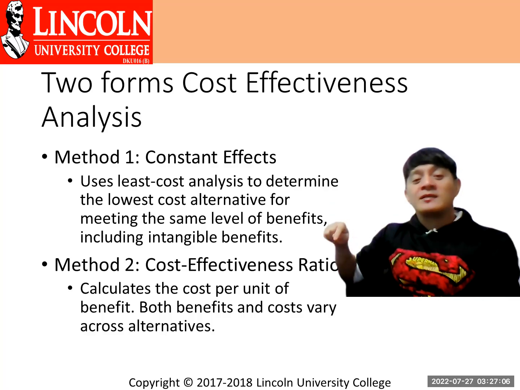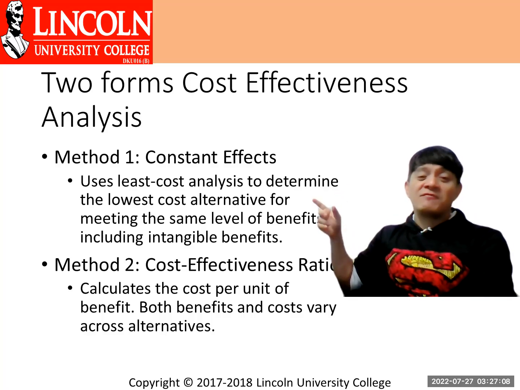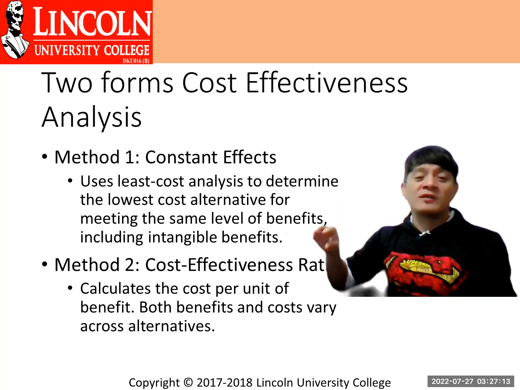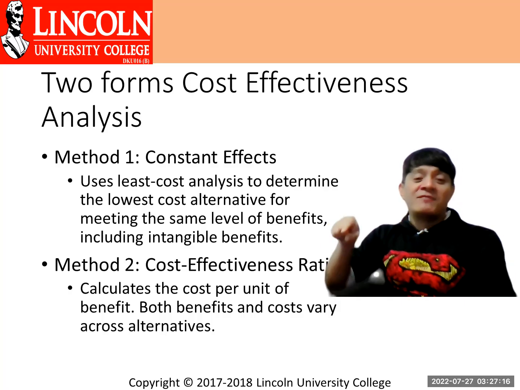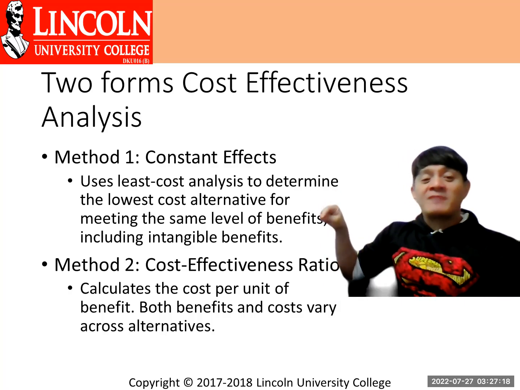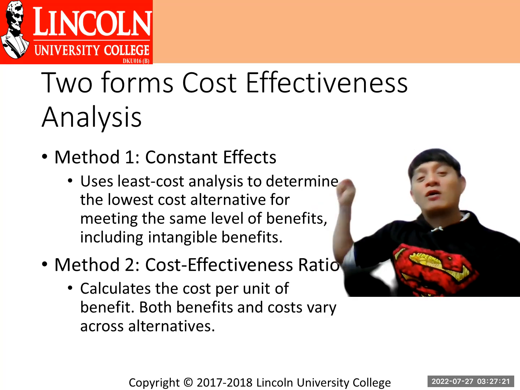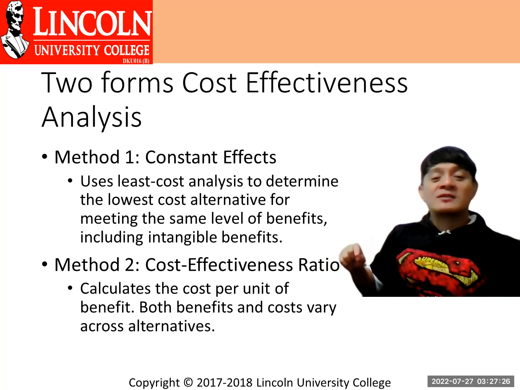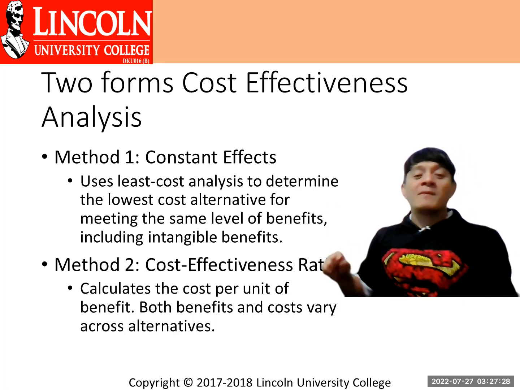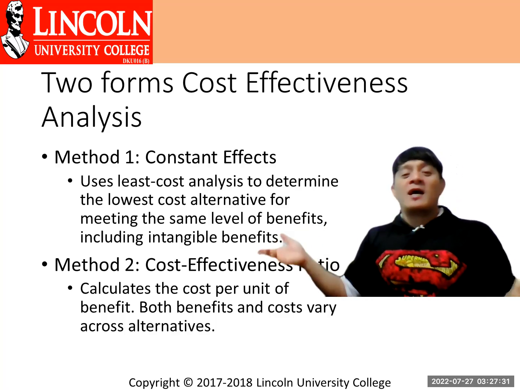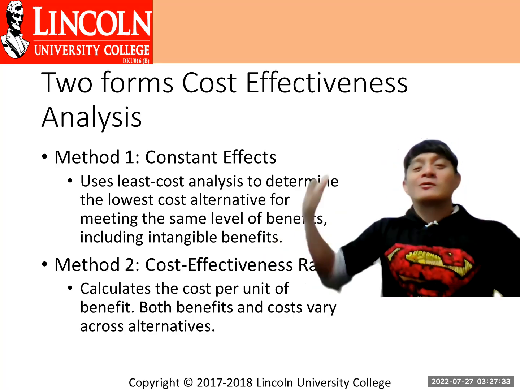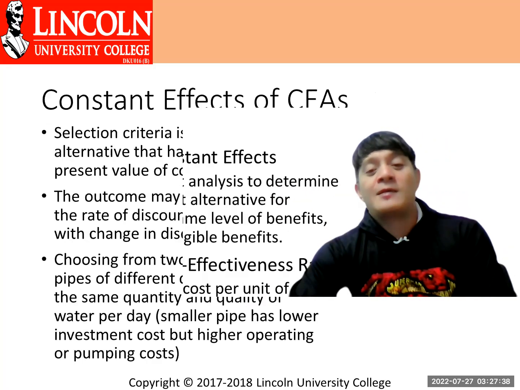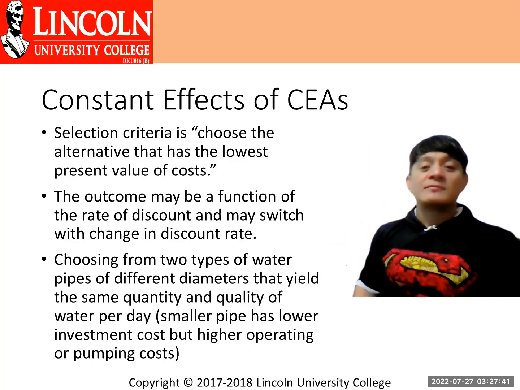calculates the per unit of benefit, and constant effect uses the least cost analysis to determine the lowest cost alternative for meeting the same level of benefits. So the same level of benefits, including intangible benefits, are on the constant effect, and what you get from the constant effect will be an effect of the ratio of method number two, because both benefits and costs vary across alternatives, and therefore it calculates per unit of benefits. So there's a per unit of benefits going from method number one to method number two.